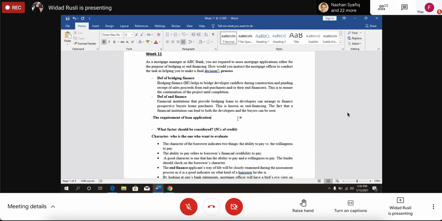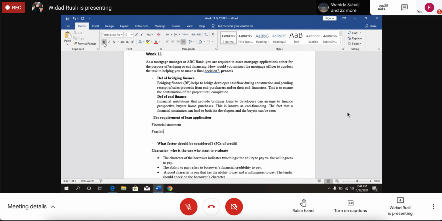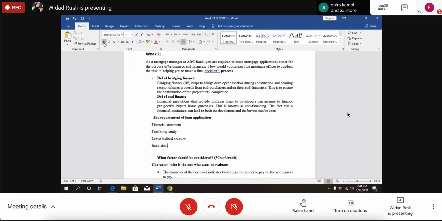So basically, what are we supposed to consider here? Can someone help? The documents. What is the main document that we need here? Financial statement, feasibility studies, market studies, and then development proposal. Latest audited account. Yes, good. And then the next step is, after we have submitted all the documents you have mentioned just now, what's the next step? The bank should review the proposal. Yes, reviewing process.